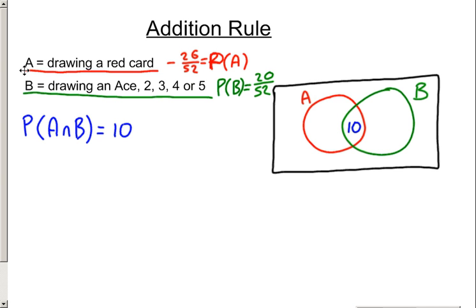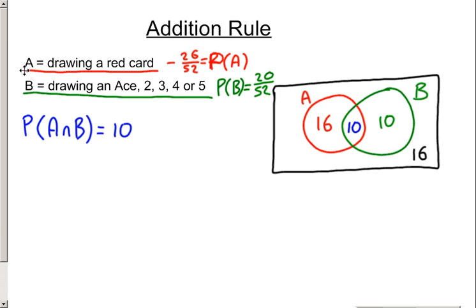So that means we can fill in the other bits. The probability of it just being red and not the other one is now 16. So the total inside the red circle is 26. And just being B is 10. So the total inside the green circle is 20. Finally, we need to add the extra bits, the ones that don't fulfill either of them. In this case, that's 16 to make the total up to 52.